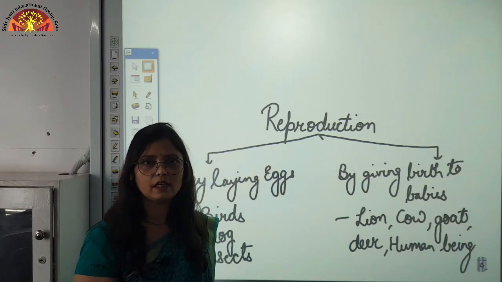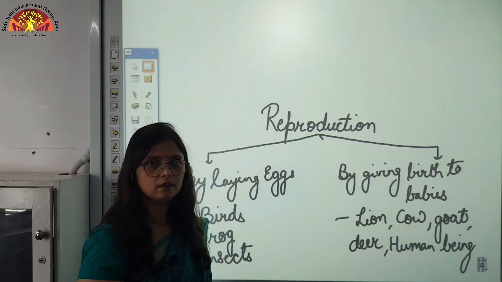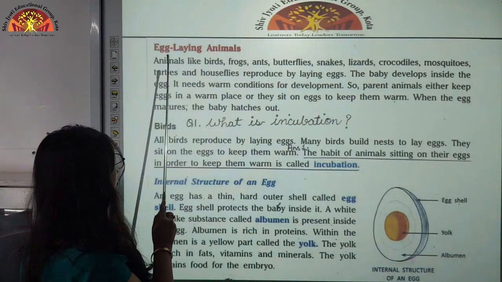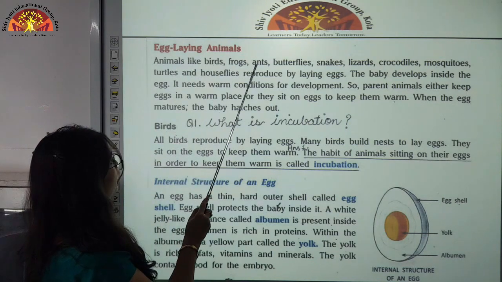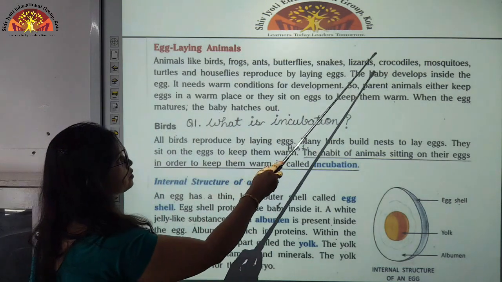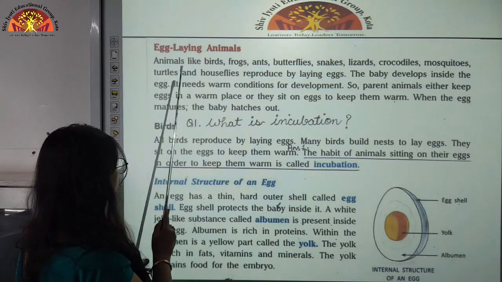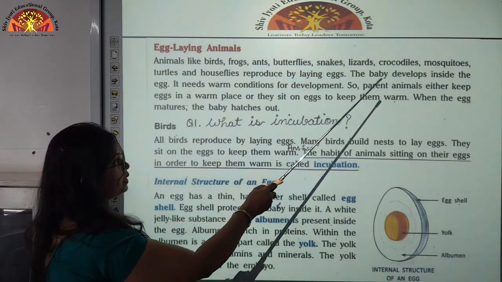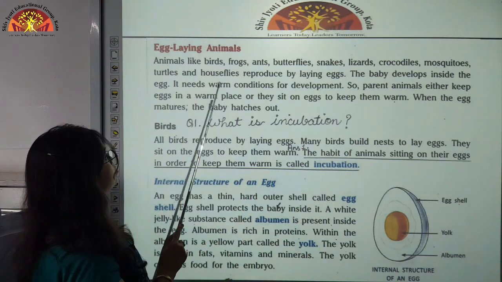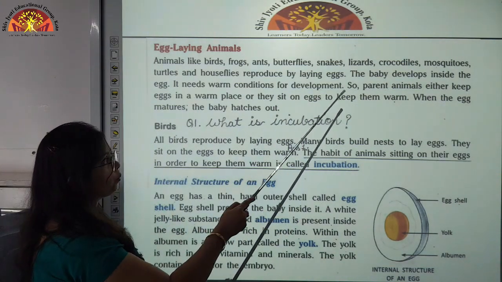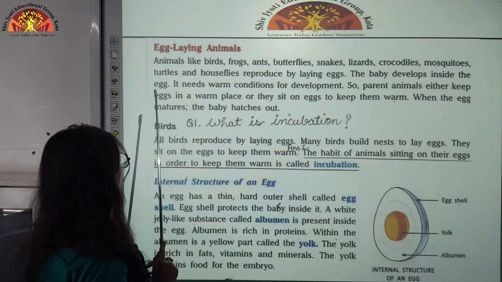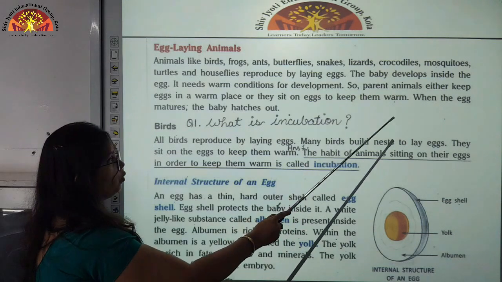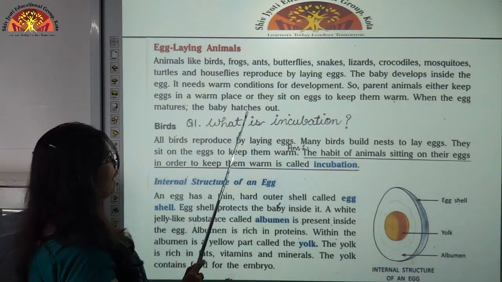Now we will discuss each of these methods in detail. So now let's come back to your book. Egg laying animals. Animals like birds, frogs, ants, butterflies, snakes, lizards, crocodiles, mosquitoes, turtles and houseflies reproduce by laying eggs. The baby develops inside the egg. It needs warm conditions for development. So parent animals either keep eggs in a warm place or they sit on eggs to keep them warm. When the egg matures, the baby hatches out.